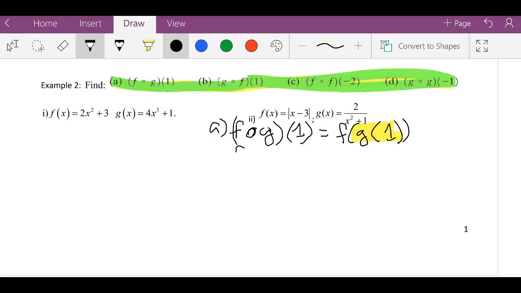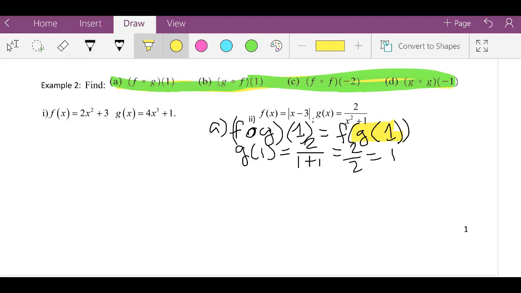So this one, let's do G of 1. When you're doing the composition, you plug 1 in for G. So this gets 2 over 1 squared, which is 1, plus 1 equals 2 on the denominator. So 2 over 2 equals 1. What's 2 divided by 2, Stevie? 1.